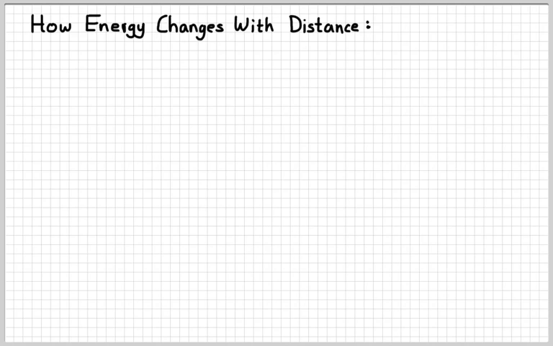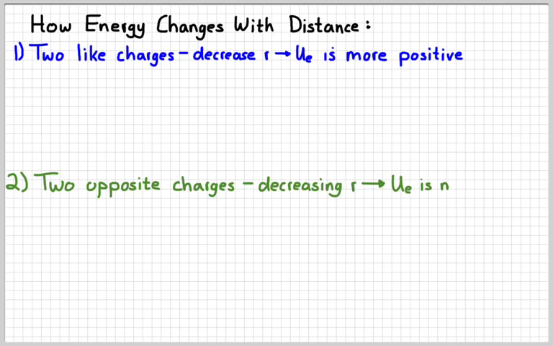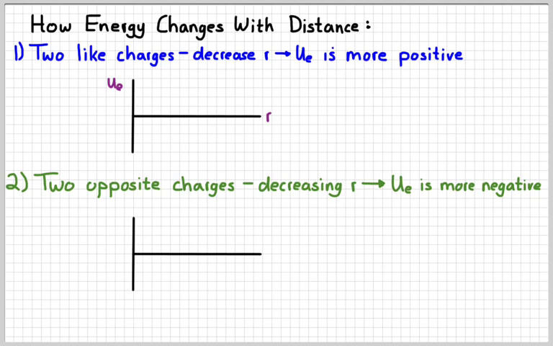So, let's sketch out how energy changes with distance. There are two situations. We could have two like charges, where as we decrease the distance between them, the electric potential energy becomes more positive. Or we could have opposite charges, in which case decreasing the distance makes the potential energy more negative. So we're going to graph the potential energy versus the distance between the charges.